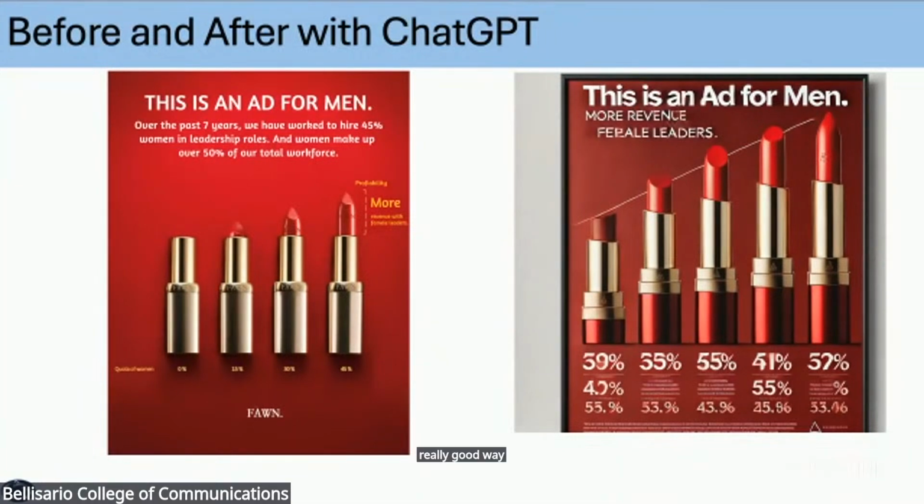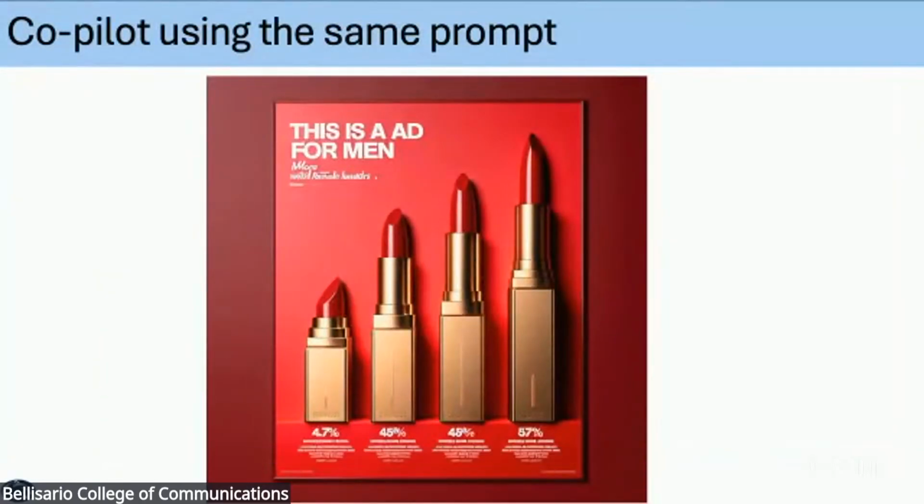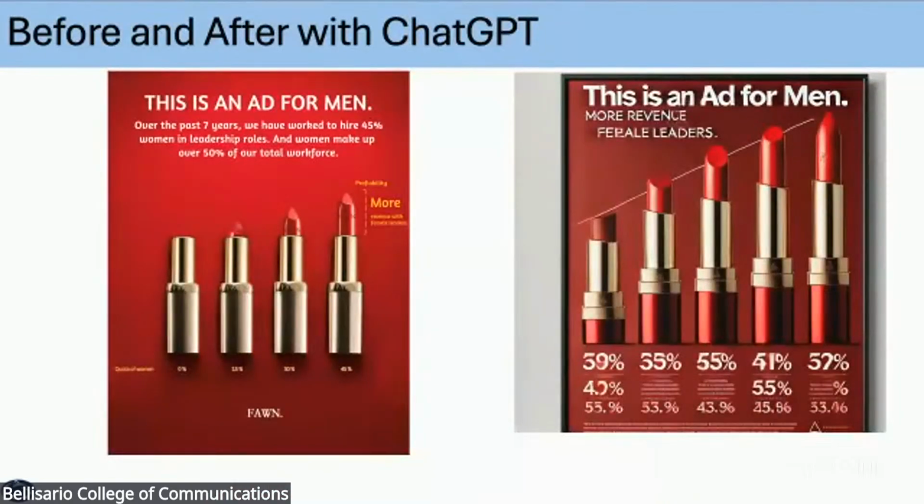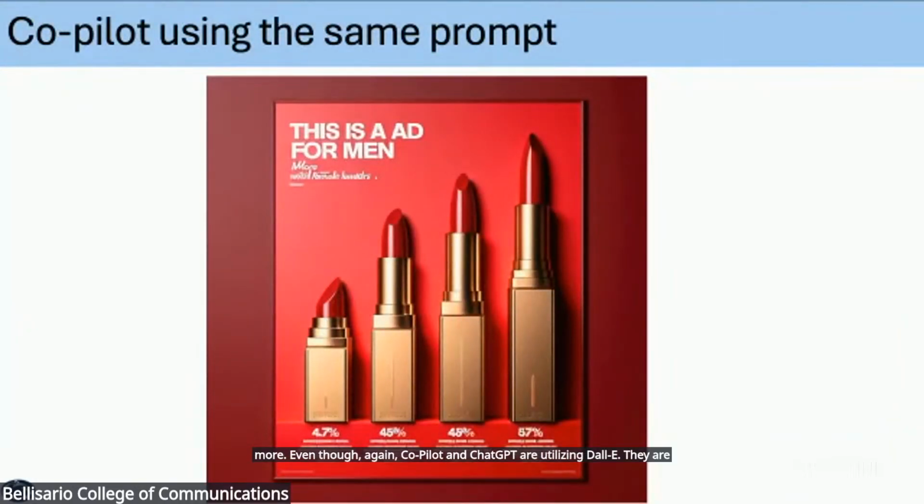You'll see here my before and after. On the left is the photo that I uploaded, and on the right is the photo that ChatGPT created based on the prompt that I copied and pasted back in. It's pretty good. I also tried it on Copilot, and I actually liked Copilot's more, even though Copilot and ChatGPT both use DALL-E. They're using the same image generator, but there are still differences, as we know, even within the same model.